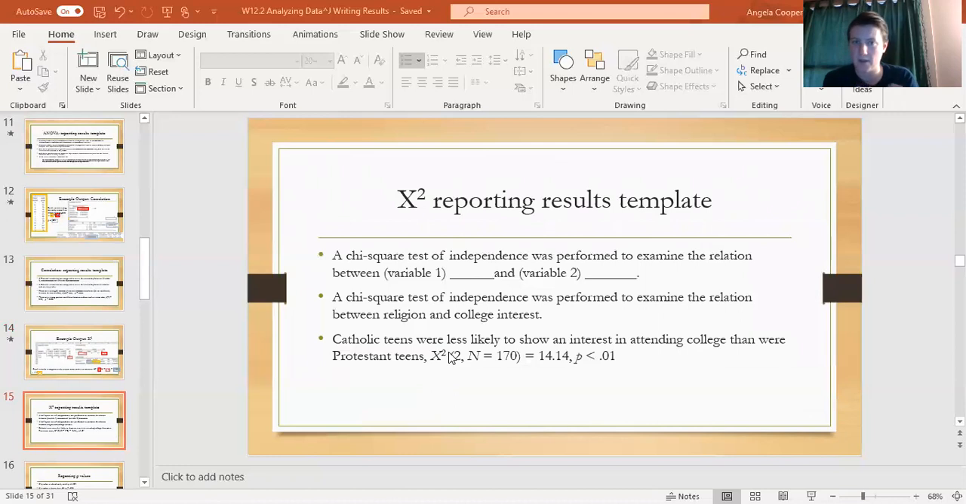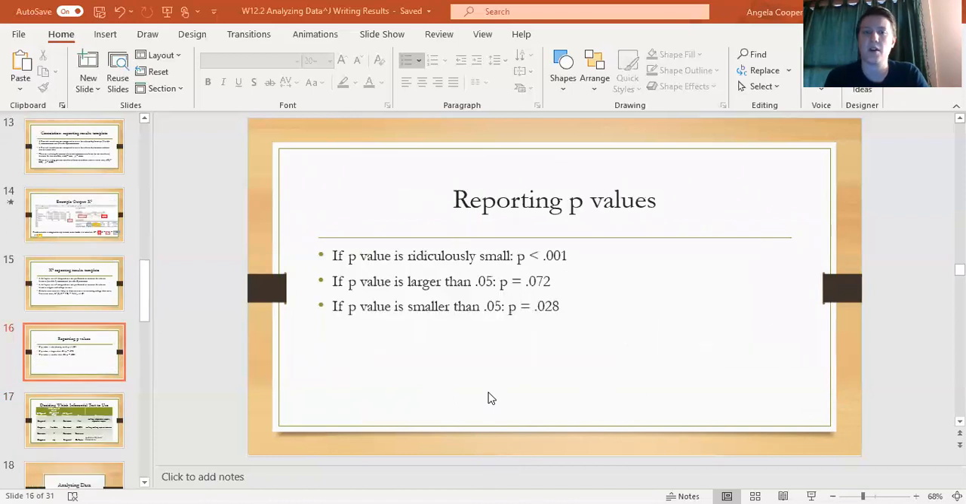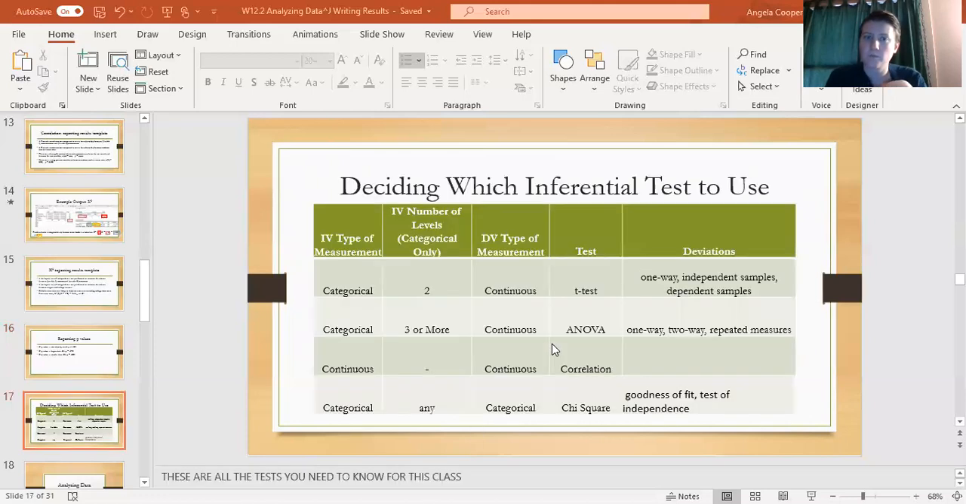And here's the template as well. I'm going to be posting this on Canvas if you're interested in looking into more of this, but I really want to focus more on analyzing the data and writing your results section. So again, these are the different ways to report your p-value. You can just do equals, whatever. If it's really tiny, like where we had a negative exponent, you can just say p is less than 0.001 or 0.01.